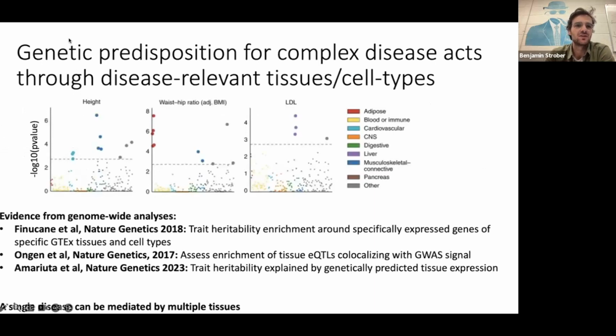And to motivate this, there's been a tremendous amount of work recently showing that genetic predisposition for complex diseases acts through disease-relevant tissues and cell types. And here we're showing a plot from Finucane et al., Nature Genetics 2018, showing specific cell types and tissues are enriched for certain diseases and complex traits. And oftentimes, the enriched tissues are disease-relevant or critical tissues. As you can see, for LDL, you get liver popping up strongly.